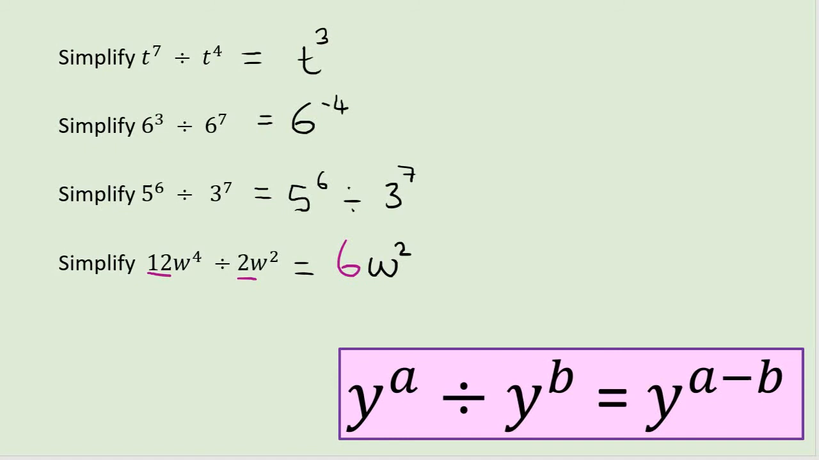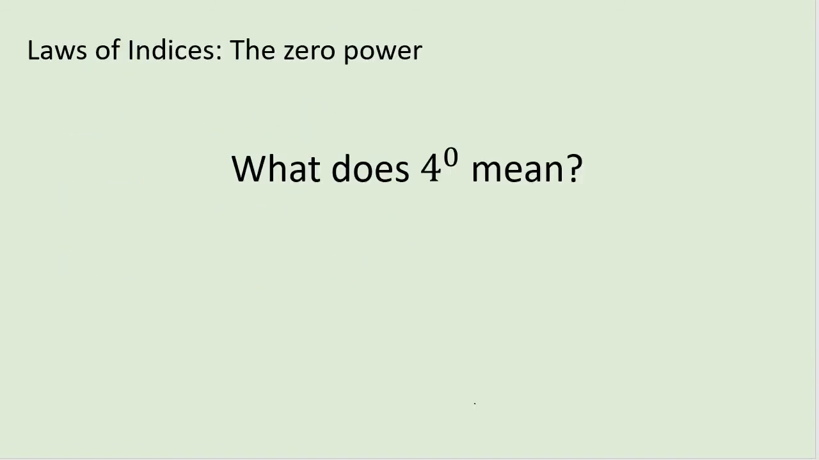The final thing I want you to look at in this lesson is the 0 power. So what does it mean to be to the power of 0? So what does 4 to the 0 mean, is my question here. Because we have a very good understanding now of what it means for 4 to the power of 5, say. We know what that means. It's just 4 times itself 5 times. But what's 4 to the 0? 4 times itself 0 times?